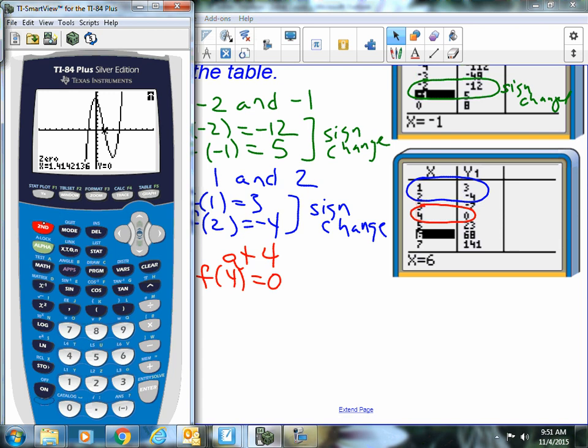I want to show you what happens if you pick something where there isn't a 0, if you give it an interval that does not have a 0 in it.